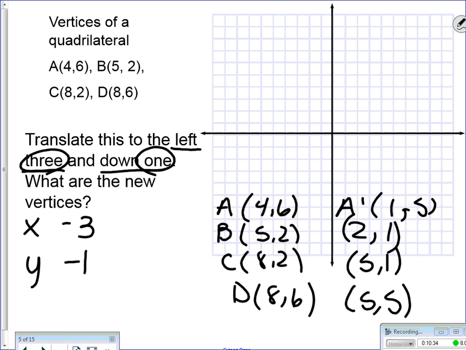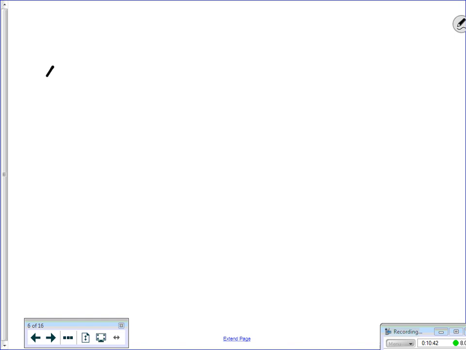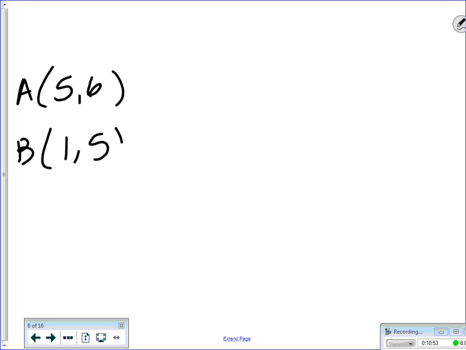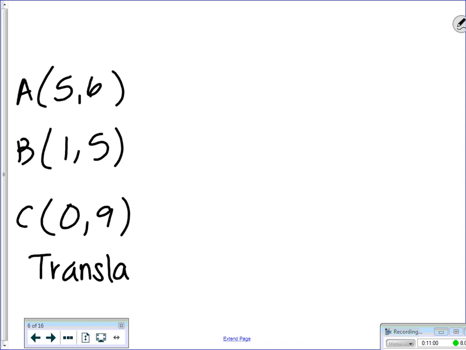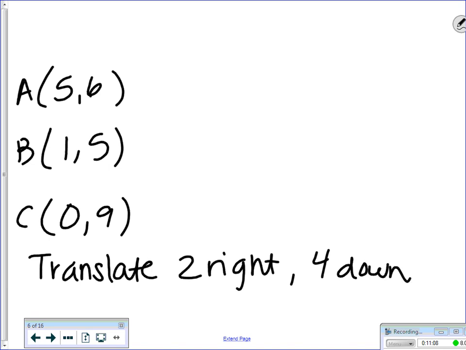I'm going to give you one I want you to do by yourself. Okay? Here's one. Do it by yourself. So here's my coordinates. Let's do A as 5, 6. Let's do B as 1, 5. And let's do C as 0, 9. Just remember I'm making these up. And I want you to translate to the right 2, 4 down. So find the new points.